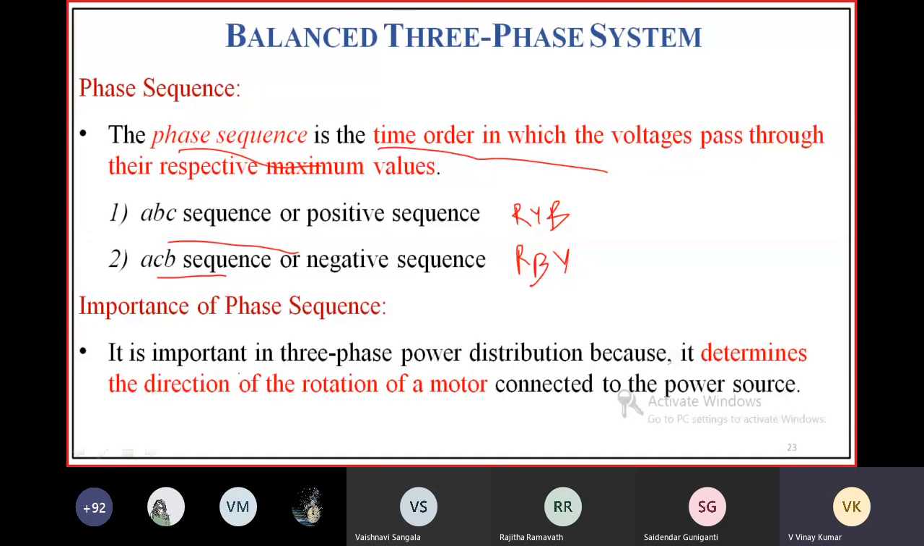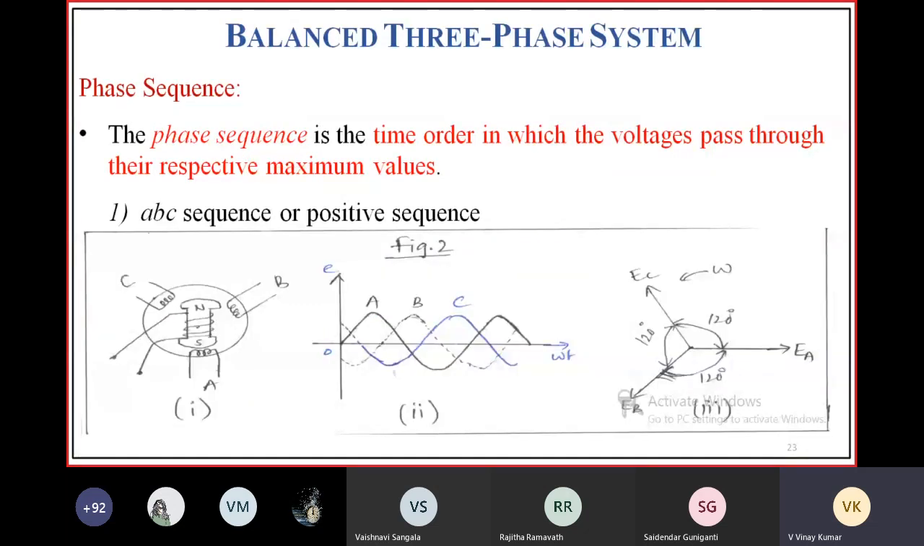It is important in three-phase power distribution because they determine the direction of. I'll come back to this point. Now, coming to phase sequence, what is meant by phase sequence? The order in which voltages in the three phases reach their maximum positive voltage is called phase sequence.